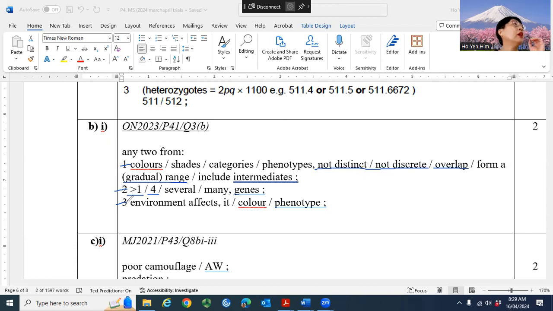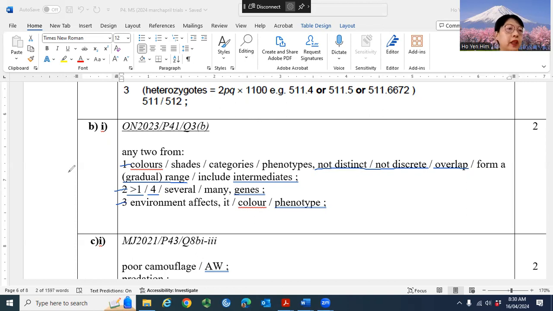For example, human height can be affected by the nutrition that an individual obtains, whether enough calcium or not, whether enough exercise or not, enough sleep or not. So in this case, color is also affected by environment. Whereas ABO blood group is not affected by whether you got enough sleep, exercise, or calcium, you will still get your original blood group. So that is called discontinuous variation, not affected by environment. Continuous variation is affected by environment.